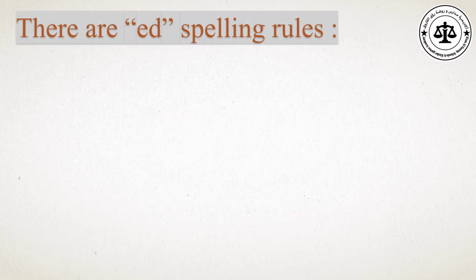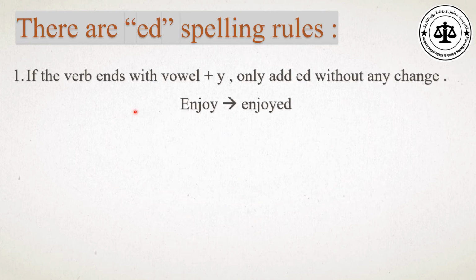Now I want to show you some important spelling rules when we want to add ed. Of course, in the past verbs, we have regular and irregular verbs. We use regular verbs by adding ed, and we have some rules to add ed. The first rule: if the verb ends with vowel plus y, only add ed without any change, like enjoy. Look here, we have y preceded by o. So we just add ed: enjoyed.